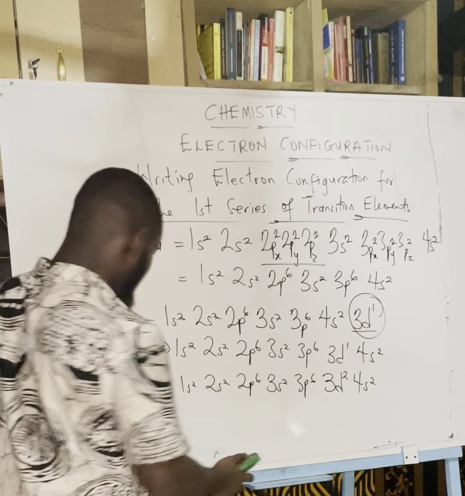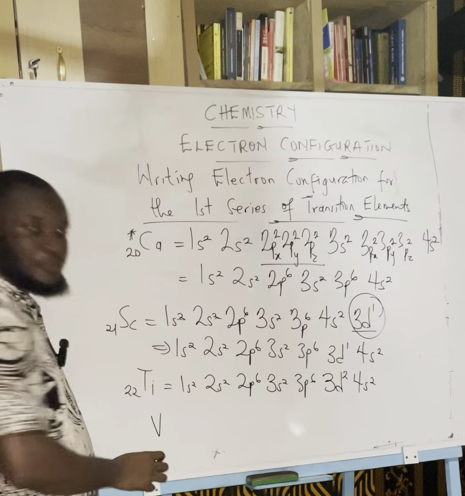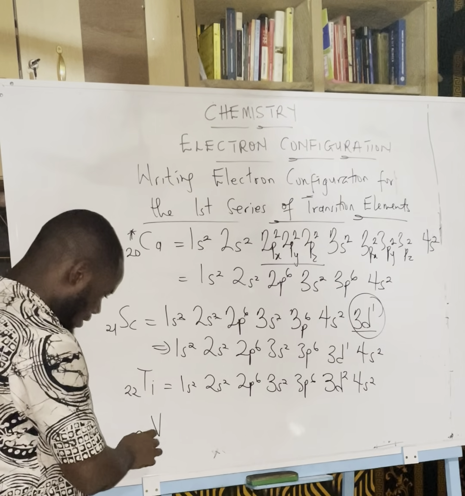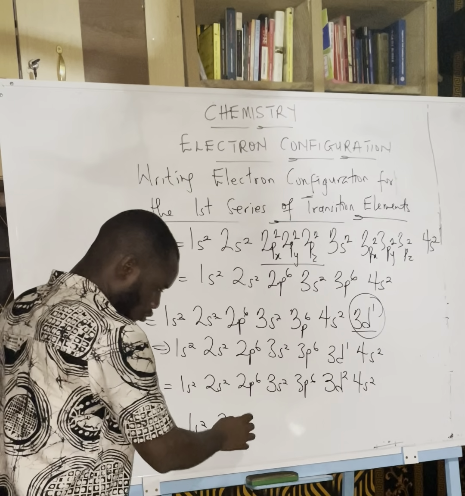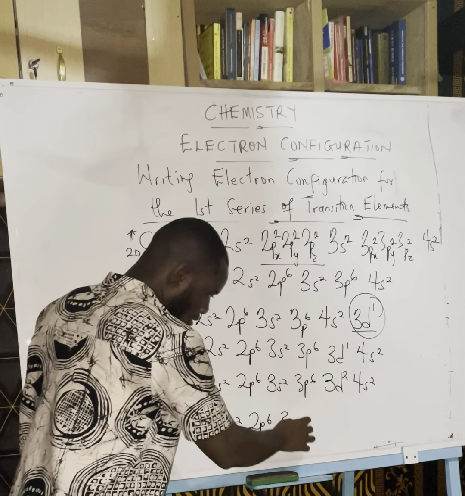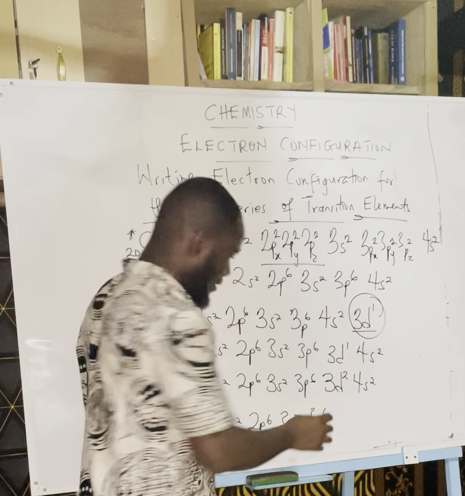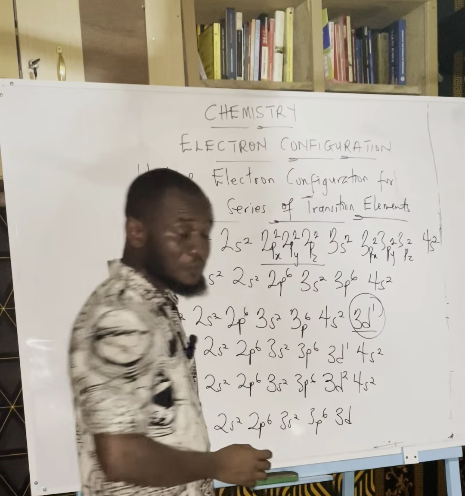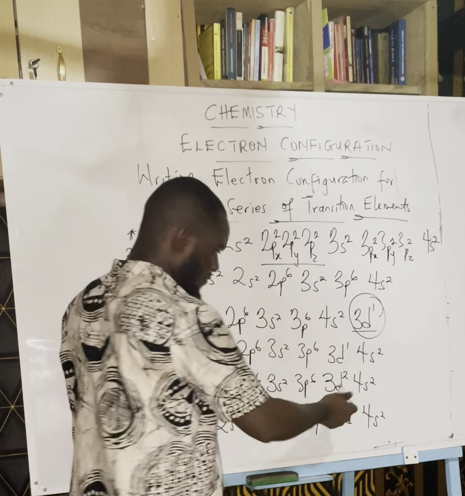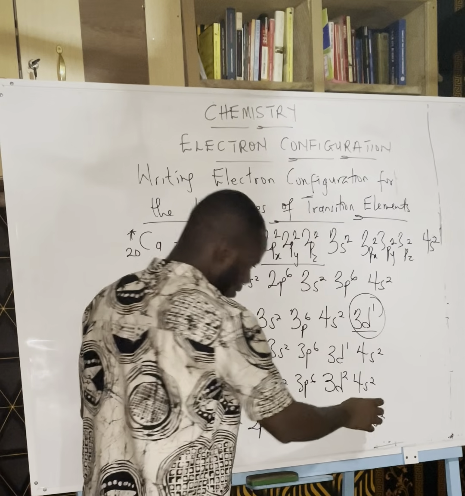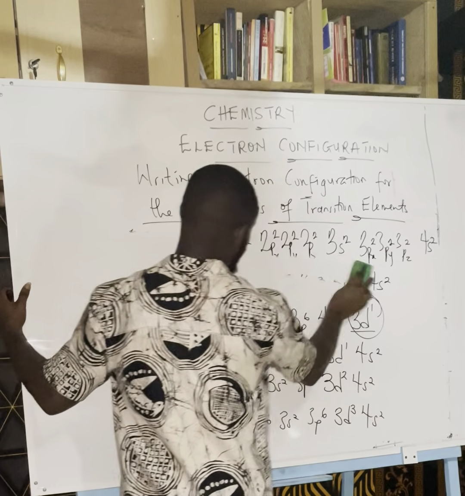Now, due to space factor, I would want us to expand only the d for us to see something. So quickly, let's go back. So now, vanadium, which is 23, will be written as 1s2, 2s2, 2p6, 3s2, 3p6. Then what is left? Write the 3d, don't fill it. Go and fill the 4s2. Then come and fill the d, which is 3d3.